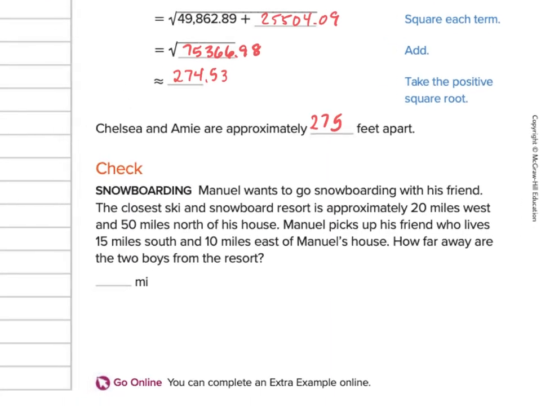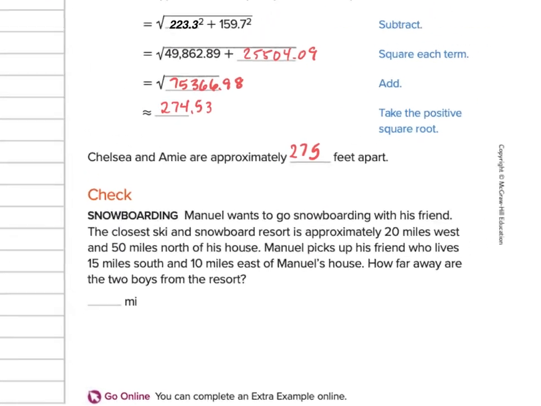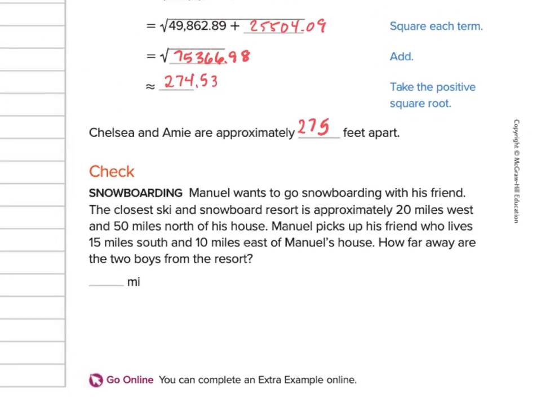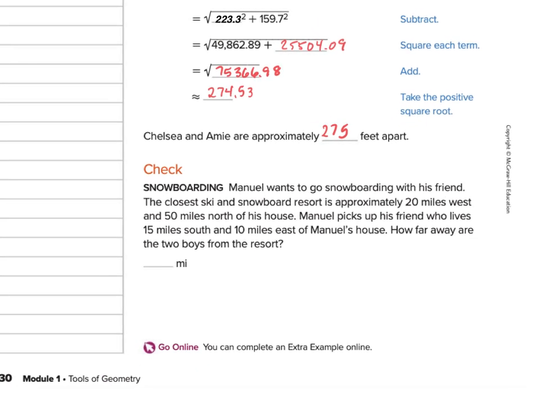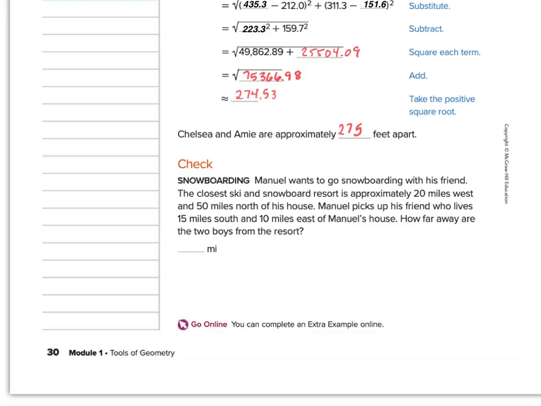Here, snowboarding, here is another word problem. So Manuel wants to go snowboarding with his friend. The closest ski and snowboard resort is approximately 20 miles west and 50 miles north of his house. Manuel picks up his friend who lives 15 miles south and 10 miles east of Manuel's house. How far away are the boys from the resort?